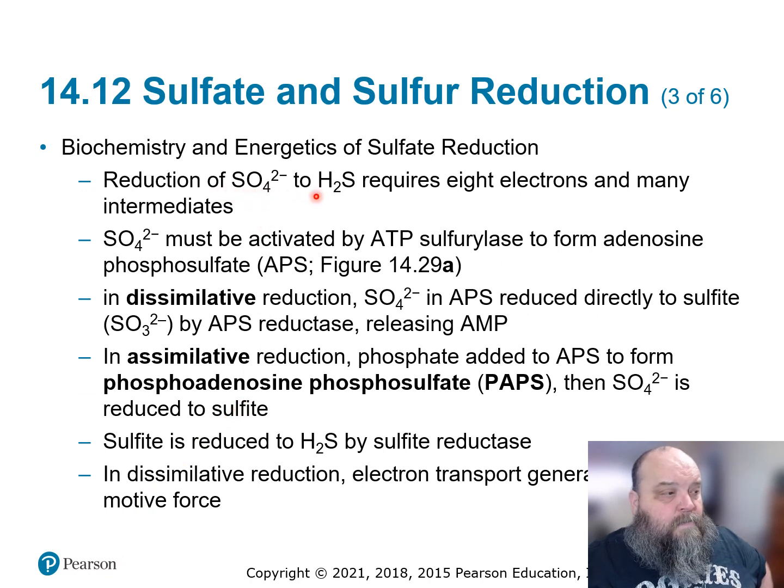The reduction of the sulfate to hydrogen sulfide is going to require 8 electrons, and it's a multi-step process. So instead of giving up electrons that can be utilized for an electron transport chain, here we're going to be using some of them. We're also going to have to bring in some ATP to form an intermediate known as adenosine phosphosulfate. ATP sulfurylase is the enzyme.